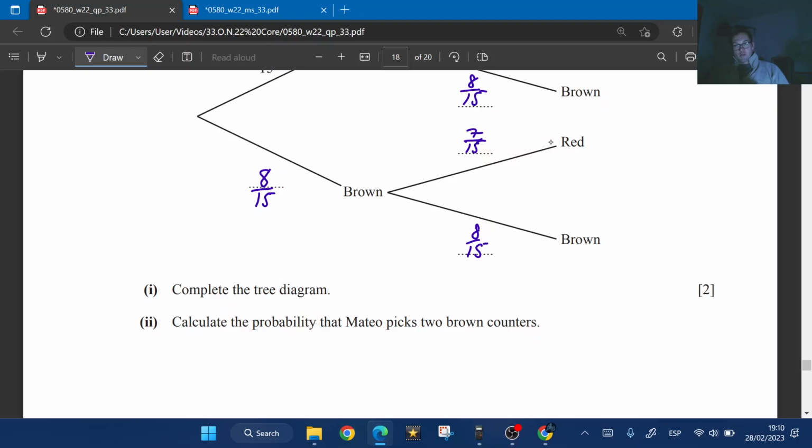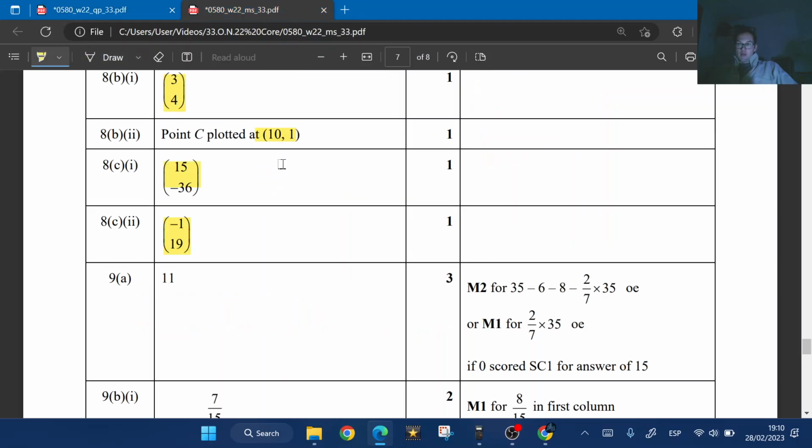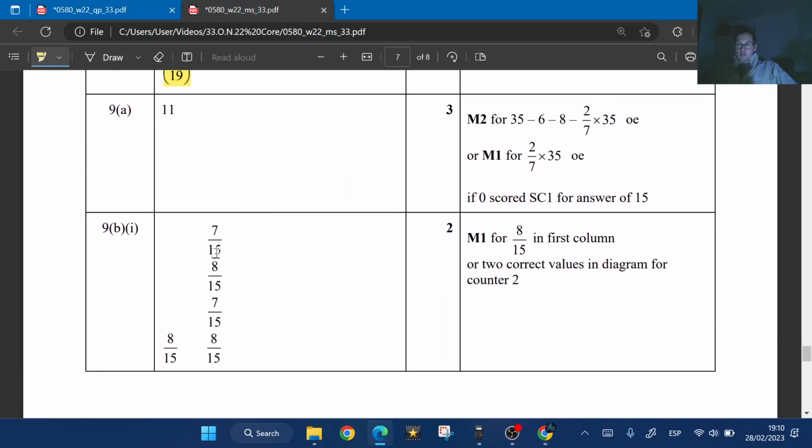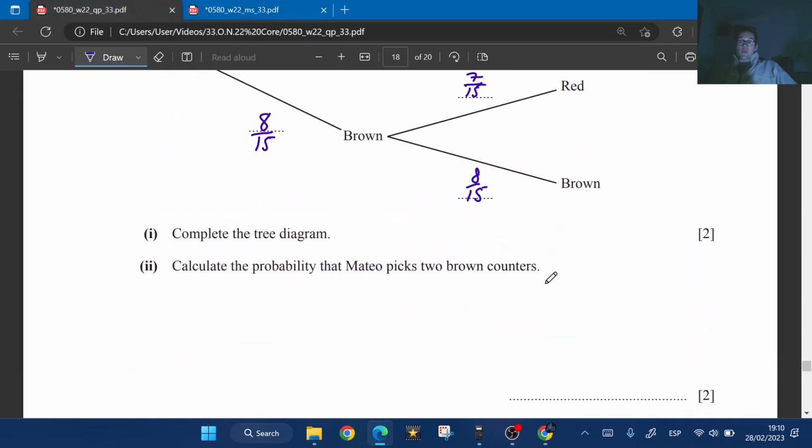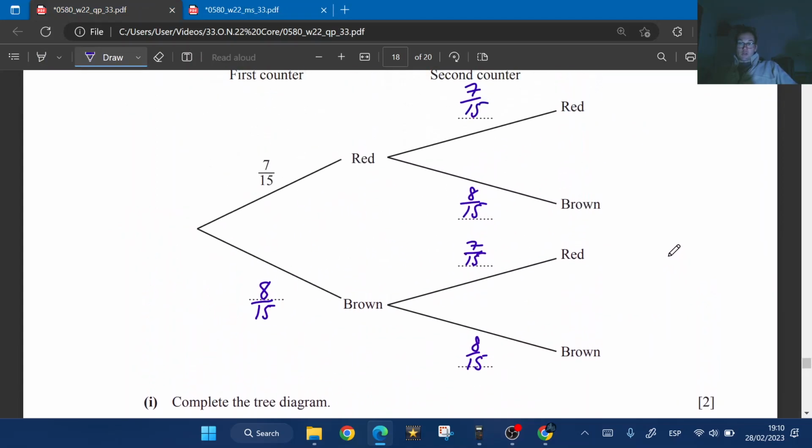Complete the diagram. We just did that. 7 out of 15, 8 out of 15, that's just like I did it now. Calculate the probability that Matteo picks 2 brown counters. So what we're looking at now is going down this pathway. He picks a brown one and he picks another brown one.